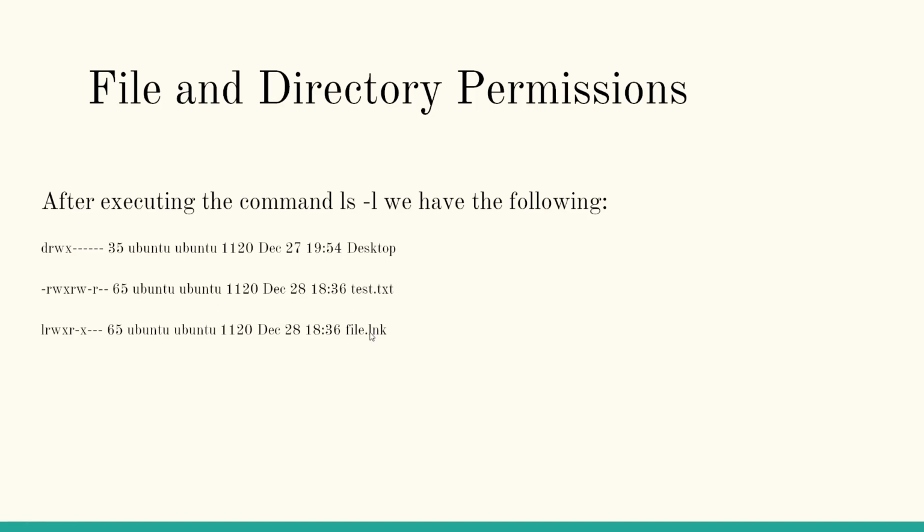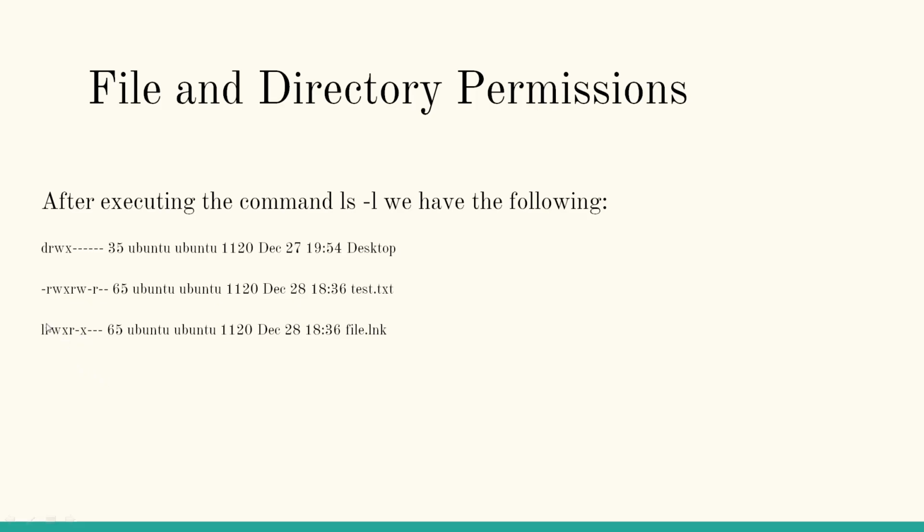This is another example, file.lnk. You can see that the file type here is L, which means this is a link file. Okay, I want to ask you a few questions. You can pause the video and see if you can answer. What is the owner of this file? Correct, it is Ubuntu. What is the group owner of this file? Correct, it is Ubuntu. Now what is the permission for the owner group? Yes, it is read and execute only.